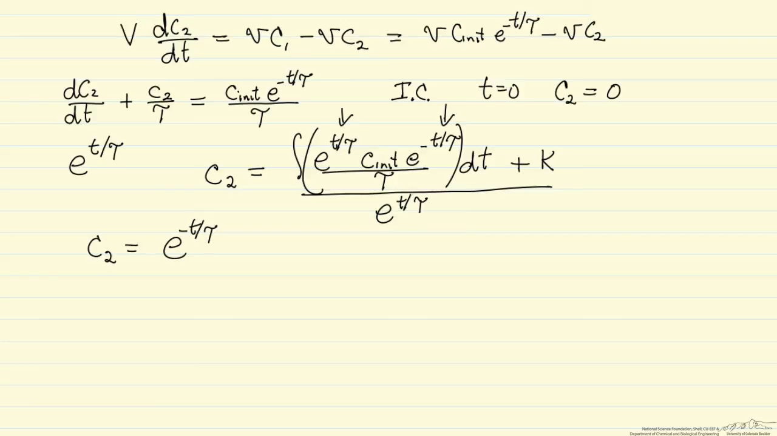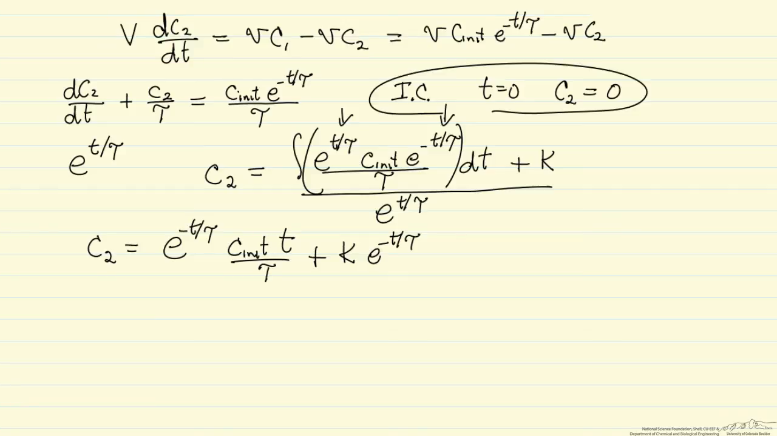So these cancel. I have C initial as a constant, so I just end up with t over tau plus my integrating factor. And now I apply my initial conditions. When t is 0, the first term disappears. C2 is 0. This means my integrating constant for this solution is also 0.